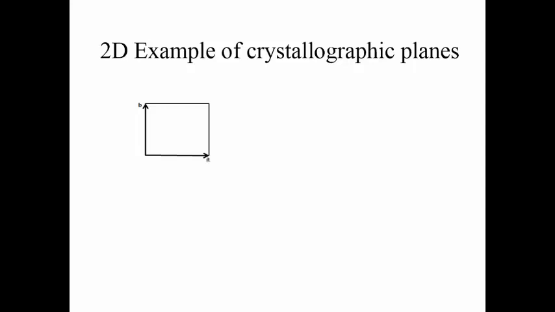Here's a 2D example of a crystallographic plane. So let's figure out what that plane is. Well, it intersects A at 1, so the reciprocal of 1 is 1. It intersects B at 1, so the reciprocal of 1 is 1, so the plane is the 1, 1 plane.